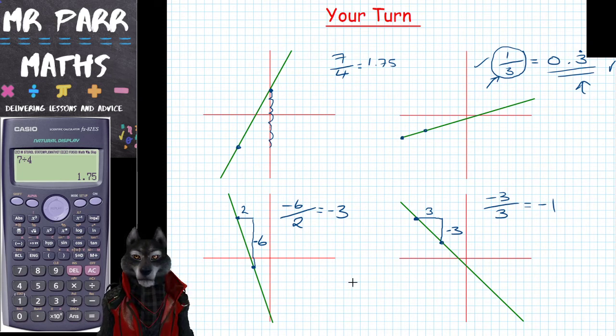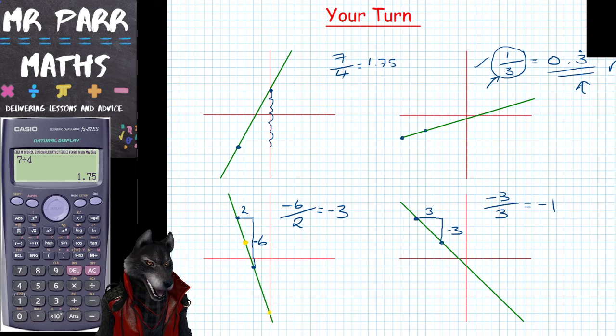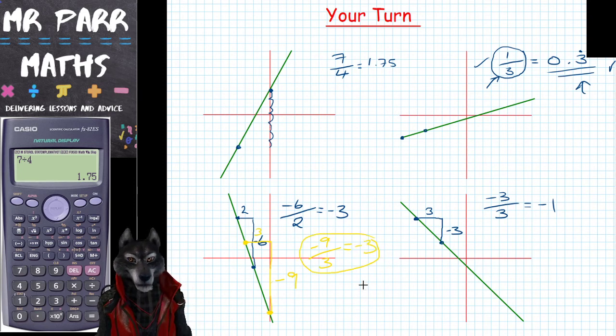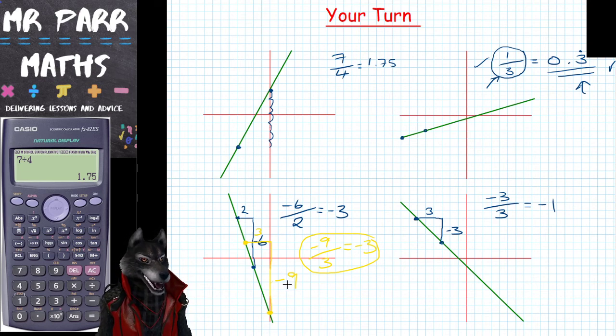So for those of you who don't believe me, it shouldn't matter which points you pick. If I pick another 2 random points on one of these graphs, so this one here, and let's say this one down here, if I go out, that's 3 out, 1, 2, 3, 4, 5, 6, 7, 8, 9 down, so -9. So that becomes -9 over 3, which is still -3. Same answer. So it doesn't matter which 2 points you pick. You will always get the same gradient. Don't worry about the points.